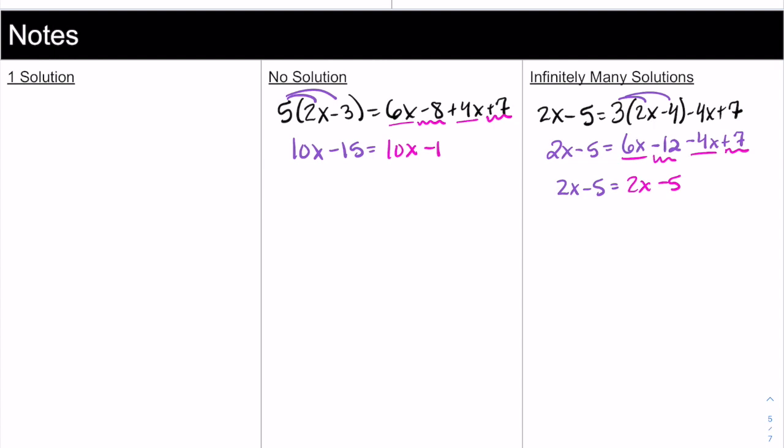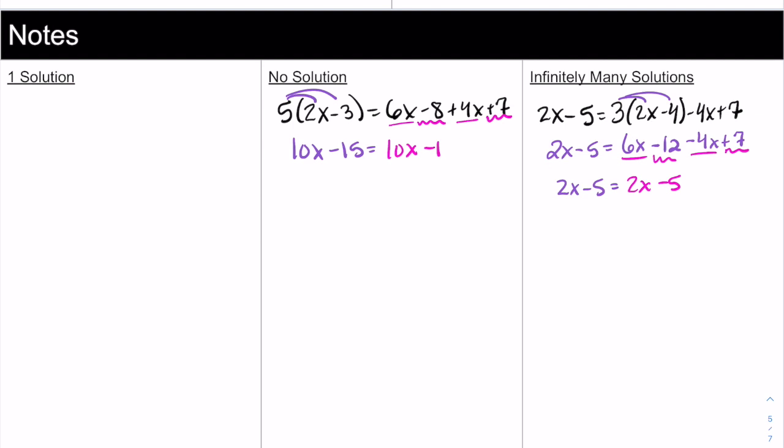Today in class we talked about equations that have one solution, no solution, or infinitely many solutions. So the equations that we've solved so far, we found one value of x that satisfied the equation, that made it true. So we would have one solution. Remember, a solution is any value that satisfies the equation or makes the equation true. So we found one value for x, then there is one solution.